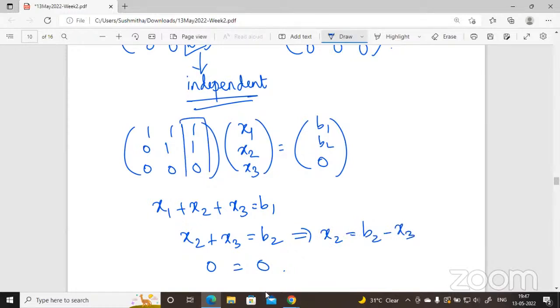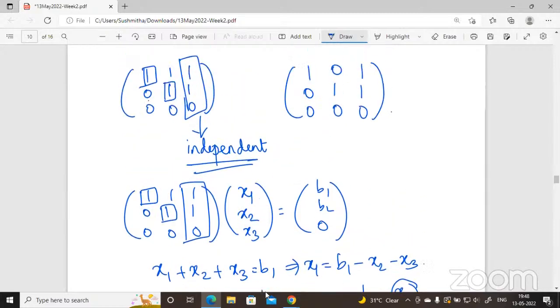There's no pivot here, so x3 is independent. You choose any value for x3. Once you choose a value, x2 is fixed, so x2 depends on the value of x3. Because there is a pivot here, it is dependent on the other variable. Similarly x1 is dependent on these values. So we start from the last variable, and that will show us that the first two were dependent on that last one. That's why we are doing this, so that we can do this backward substitution.